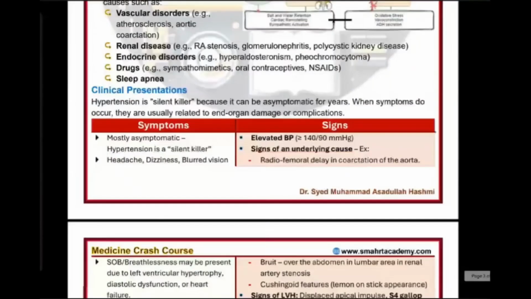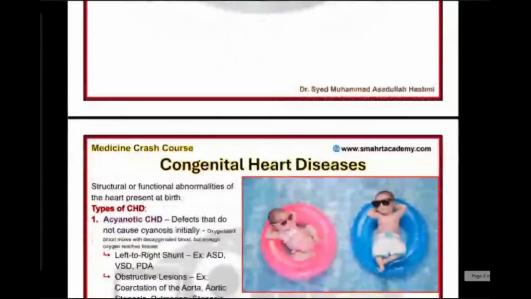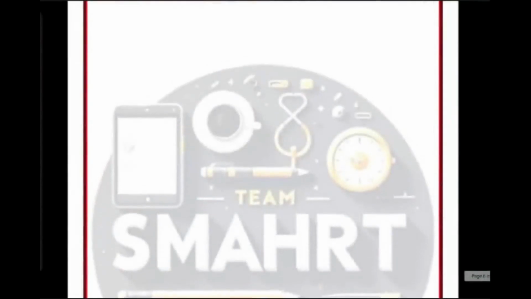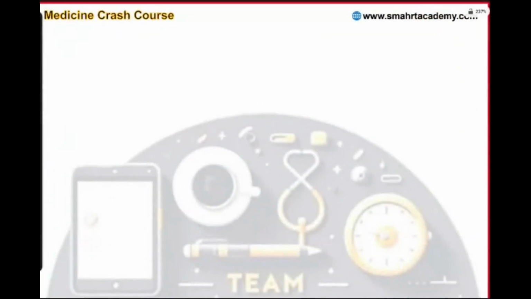So before we dive into some other topics, after hypertension we have CHD. Let me take this moment to tell you some basic concepts that will be very useful for you whenever you prepare. That will provide a solid foundation on which you can build further knowledge. Okay, the solid foundation. Everybody, shall we start?